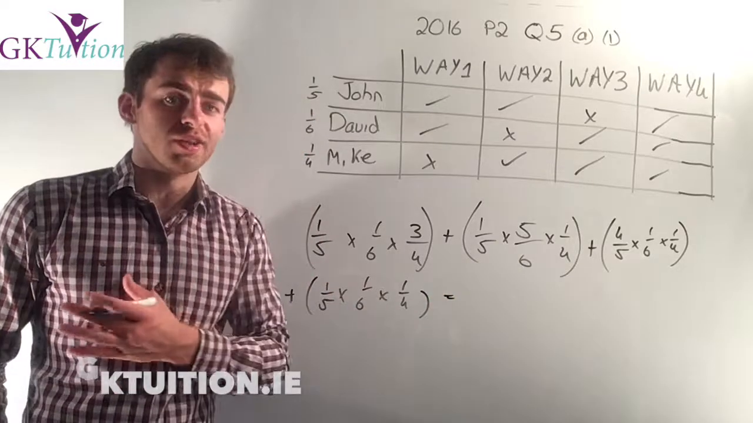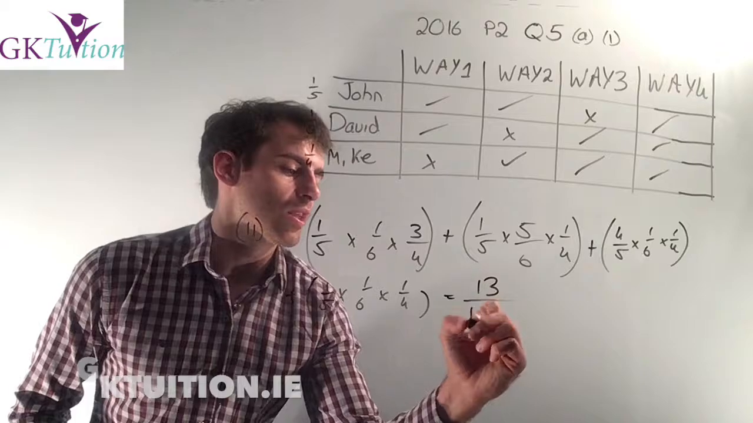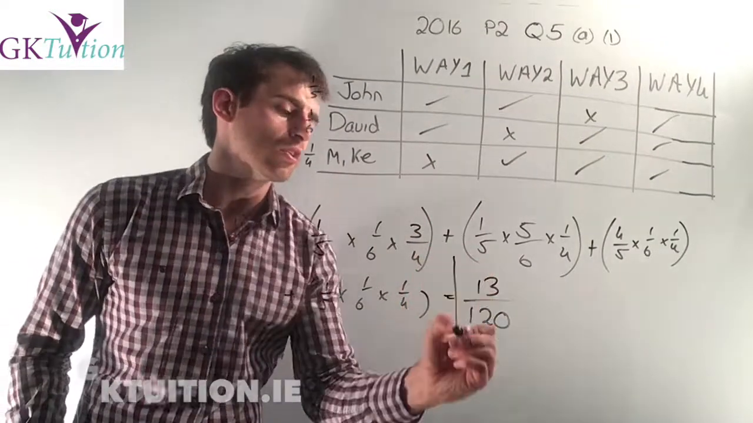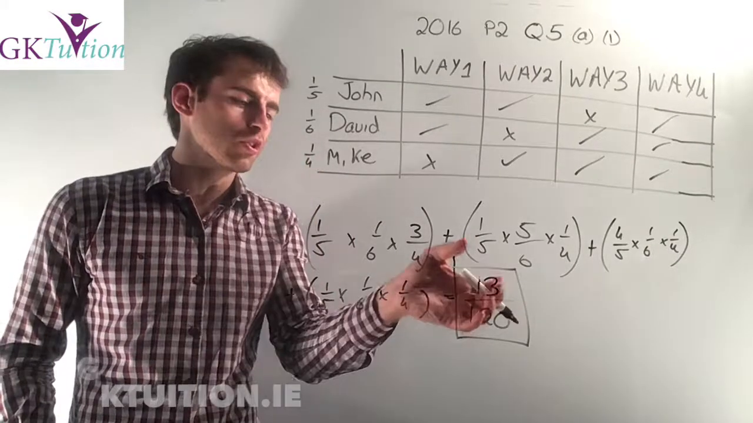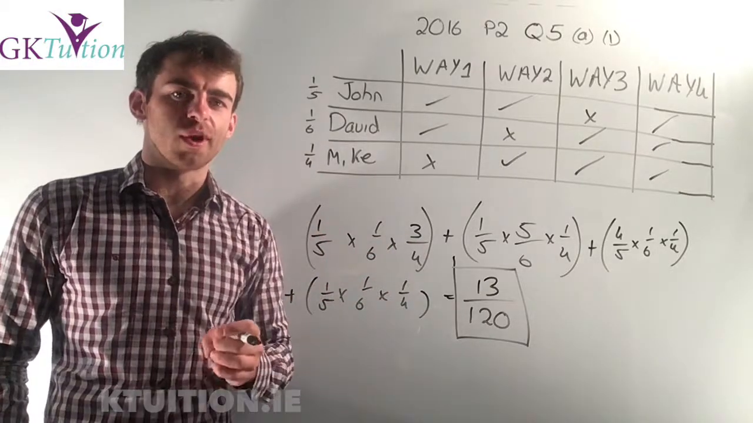So from that point, you can actually just plug all of that into your calculator. And if you do that, your final answer in this case, the probability that one of these scenarios occurs is 13/120. Again, for your probability, just always make sure your fraction is in its simplest form. So that's part A of this question.